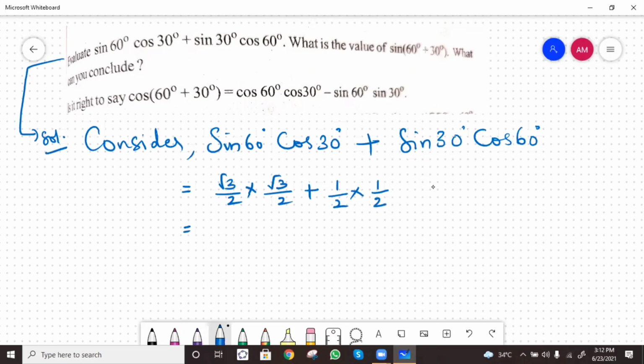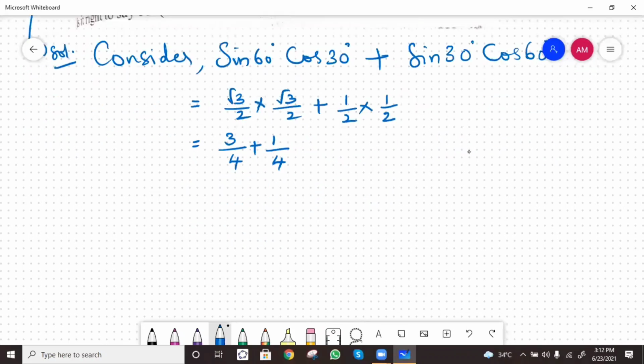Root 3 into root 3 is nothing but 3, 2 into 2 is 4, so 3 by 4. 1 into 1 is 1, 2 into 2 is 4, so 1 by 4. So what will be the answer? 3 by 4 plus 1 by 4 is 4 by 4, which is nothing but 1.